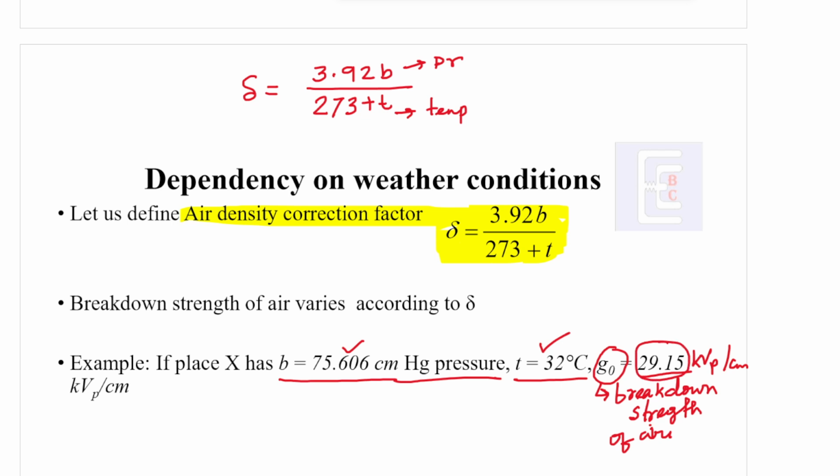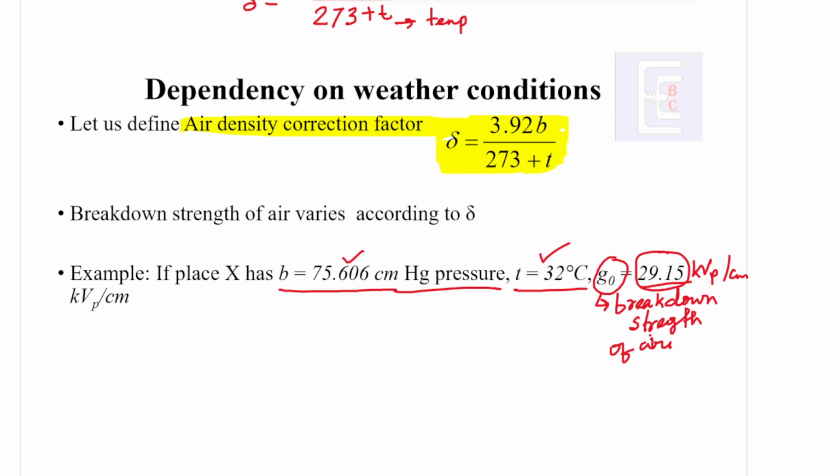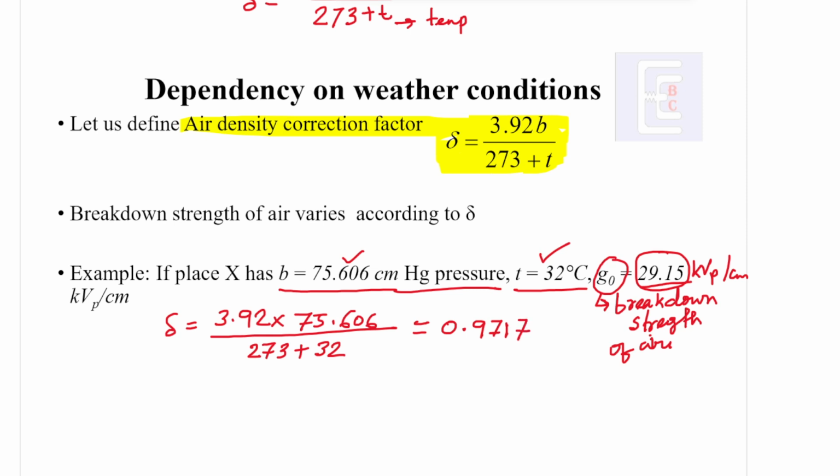Now how is it changing? Let me evaluate delta for these two values. Delta will be 3.92 into b, where b is 75.606, divided by 273 plus t, that is 273 plus 32. If you solve this, the value will become 0.9717. This is delta.